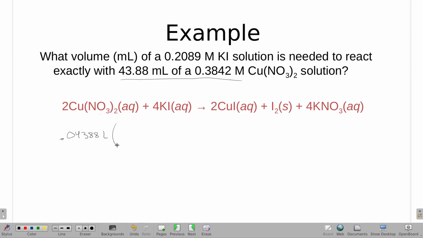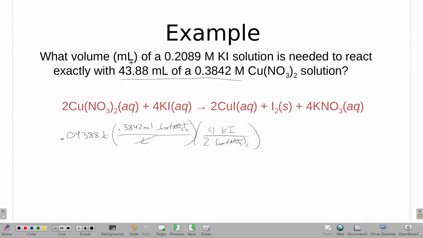And I do that because this is moles per liter. 0.3842 moles of copper nitrate per liter. And I know the relationship between our copper nitrate and the potassium iodide that we care about. Alright, now, technically, moles cancel and liters cancel. So all this math here would give me moles of potassium iodide.